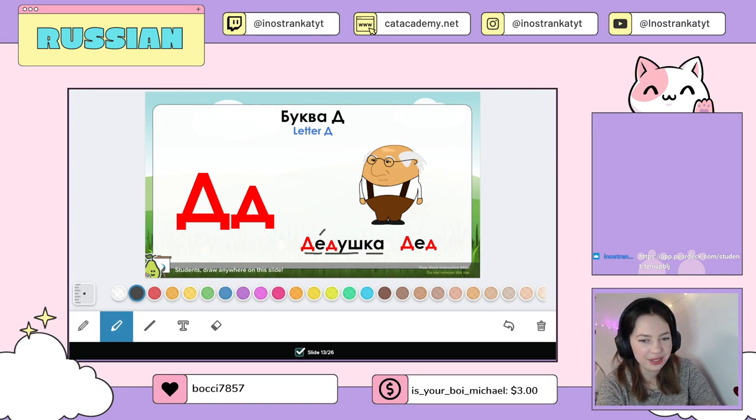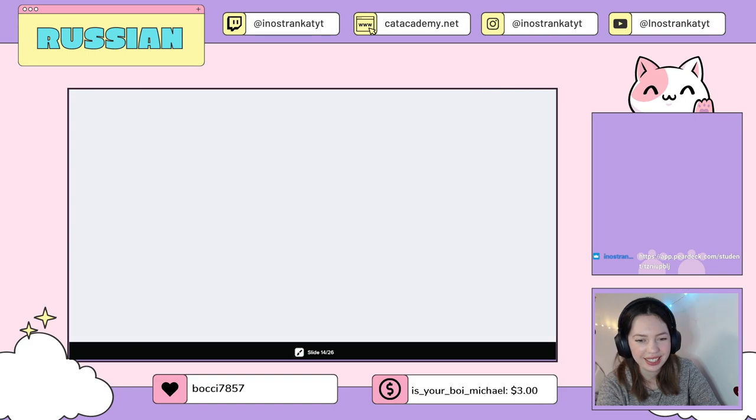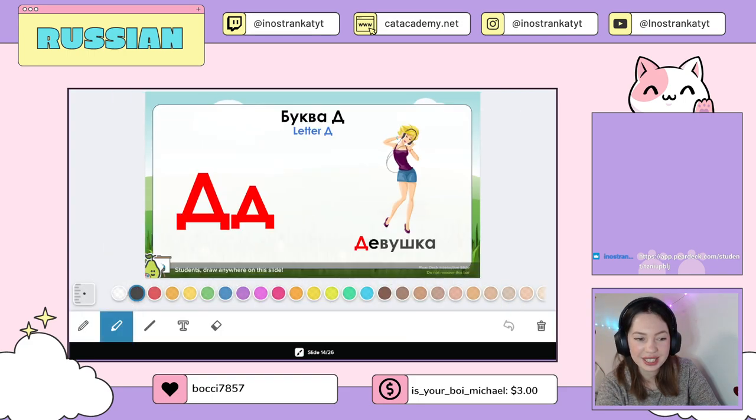Now, next one is a tricky one. Exactly the opposite of an old man. Because first of all, it's a young person, and second of all, it's a different sex, so it's a female. A young female also begins with буква Д. And let's try to read it.